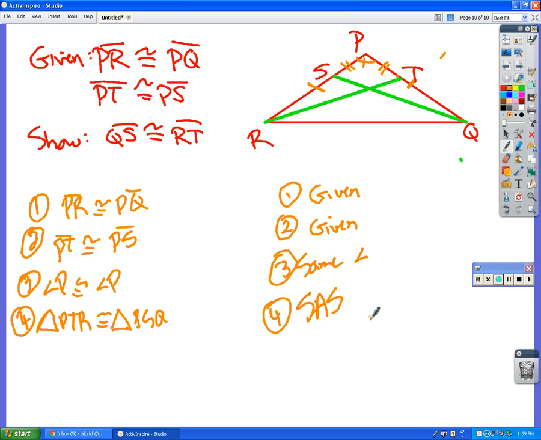So that allows me to show or say that QS is congruent to RT, and that is by what? CPCTC. All right. So there's all the fun stuff for you.